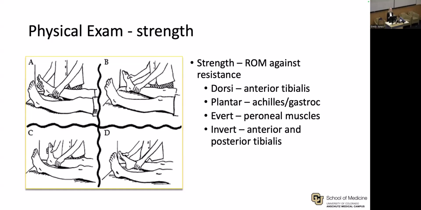So anytime I'm assessing the Achilles or the gastroc, I always have them stand up and I just have them hold on to the door or a wall and then do a single heel raise. And that you'll really be able to more easily identify weakness or pain if you're thinking about an Achilles or calf injury.